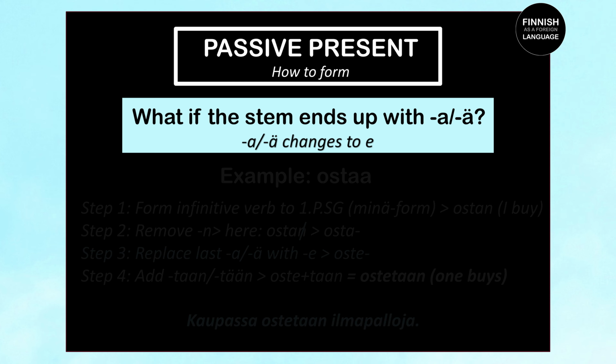Note that there can also appear the question, what if the stem ends with a or ä? In such a situation, the a or ä changes to e. Here's one example. Ostaa means to buy. It belongs to verb type 1.